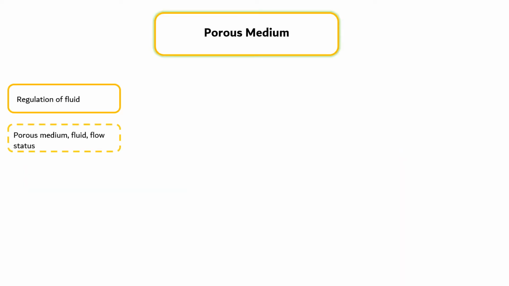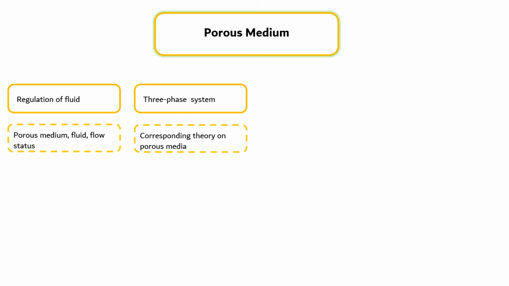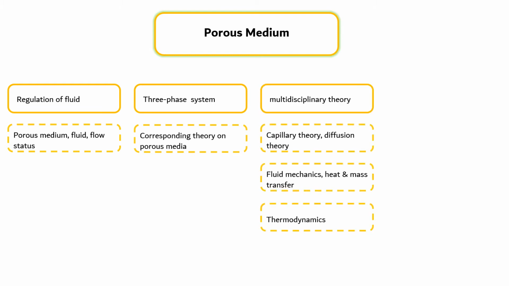The porous medium, fluid, and flow status determine the regulation of fluid flow through the porous medium. The material system in the lignocellulose biorefinery process is a three-phase system containing porous media, which can be seen as a typical porous media system, and thus could be analyzed by the corresponding theory on porous media. Studies on the transfer process of lignocellulose biorefining can refer to the porous media process, which involves multidisciplinary theory of flow in porous media, capillary theory, diffusion theory, fluid mechanics, heat and mass transfer, thermodynamics, and so on.